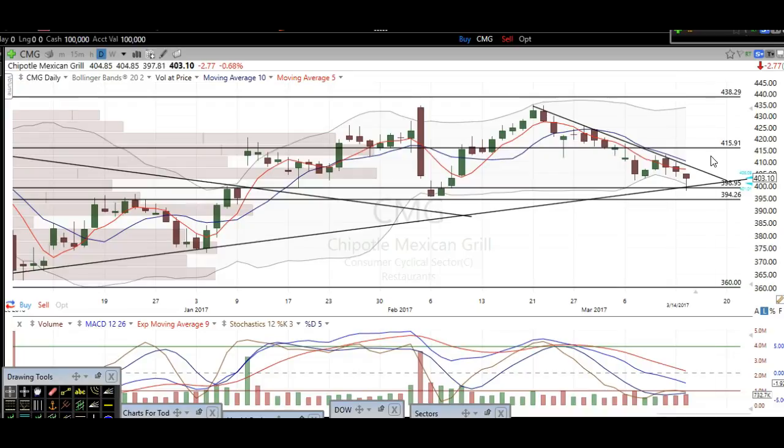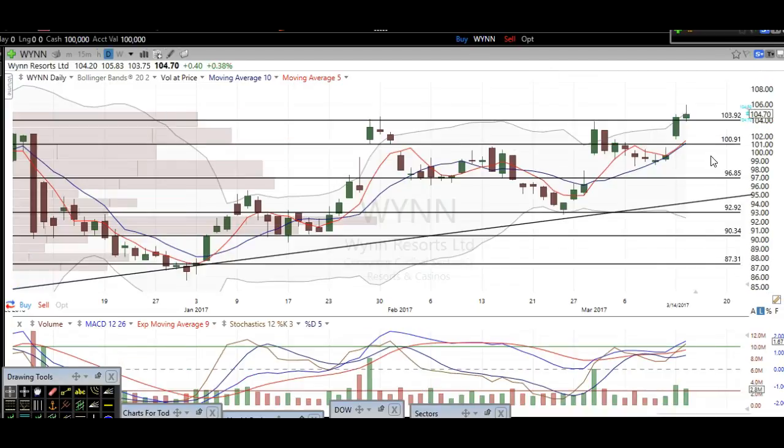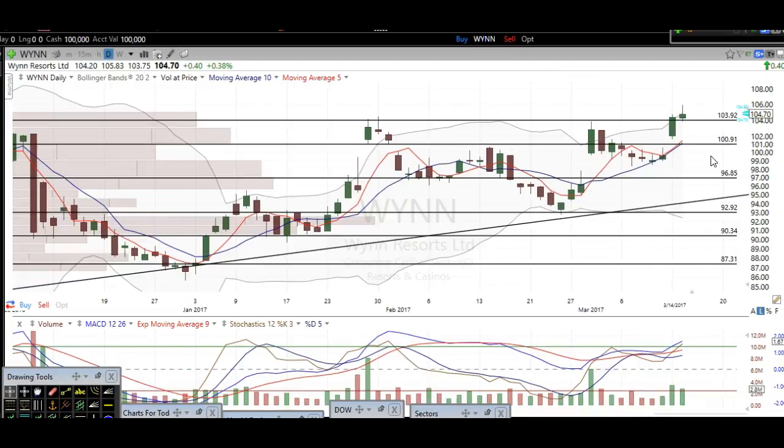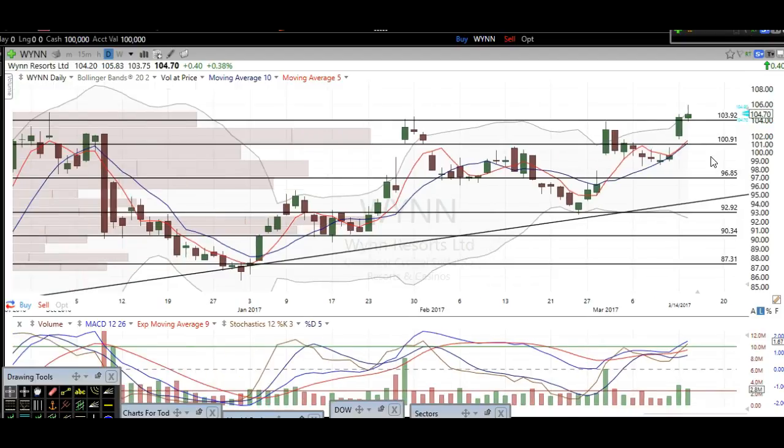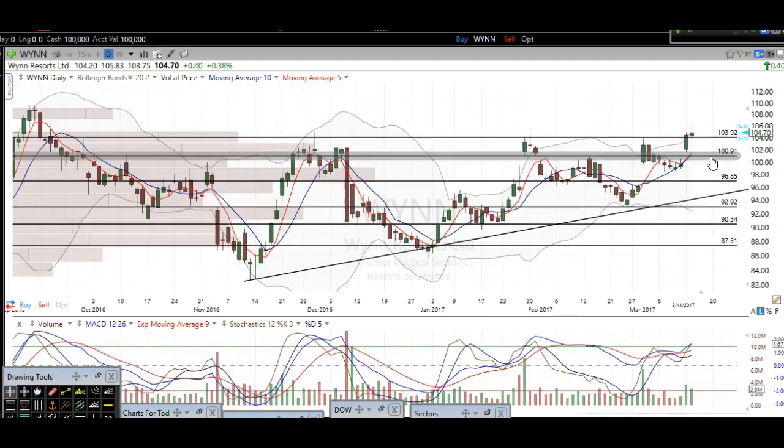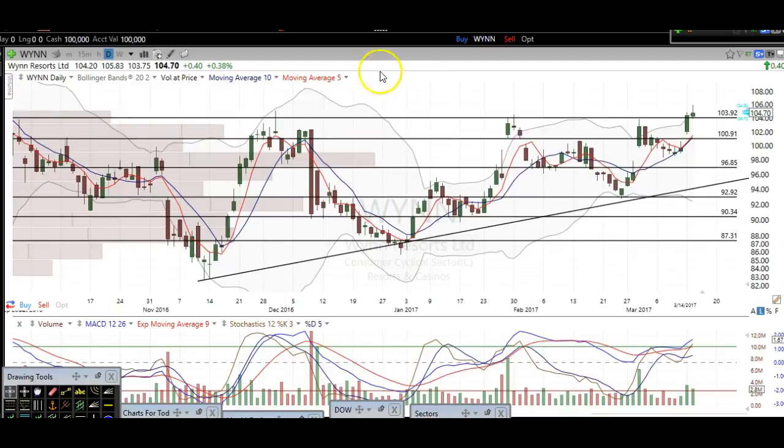The next one we're going to take a look at is Wynn. And Wynn, you can see here, we broke over a key resistance level right here. So here was that resistance level here, right there, and then we got two closes above that resistance level, and we did so with some expanding volume.